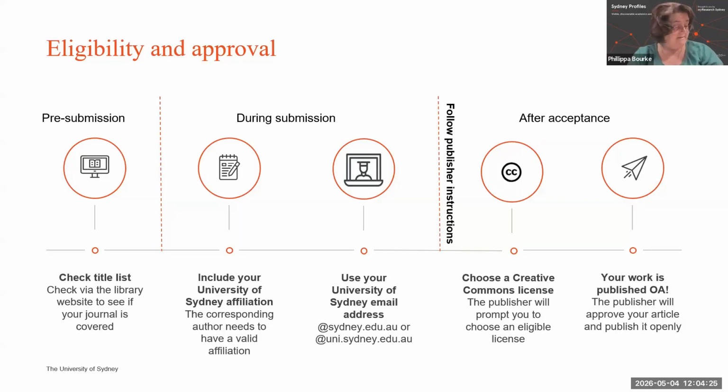And then in most cases, the publisher will ask you to choose a Creative Commons license, which you choose and apply. And once you've done that, everything is compliant. The fee waiver is automatically applied if the publisher is included in the agreement and can see that you're eligible. And that makes your article fully published.